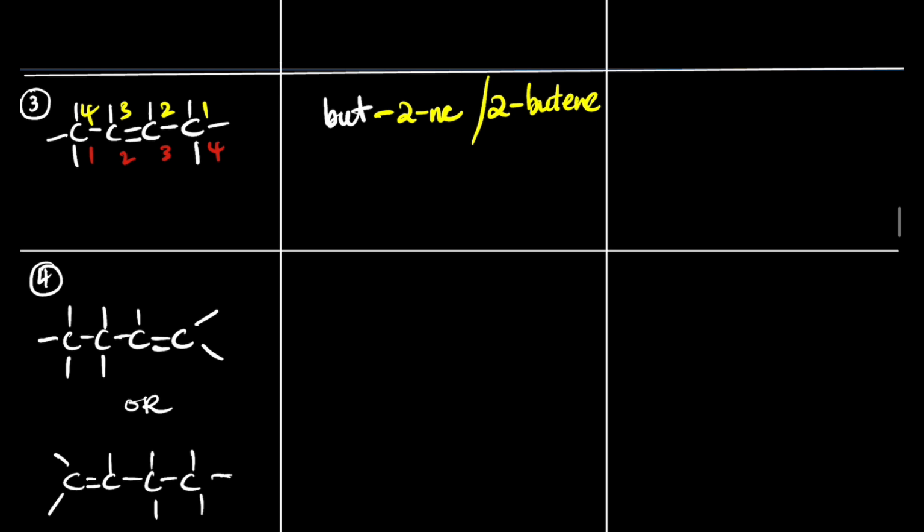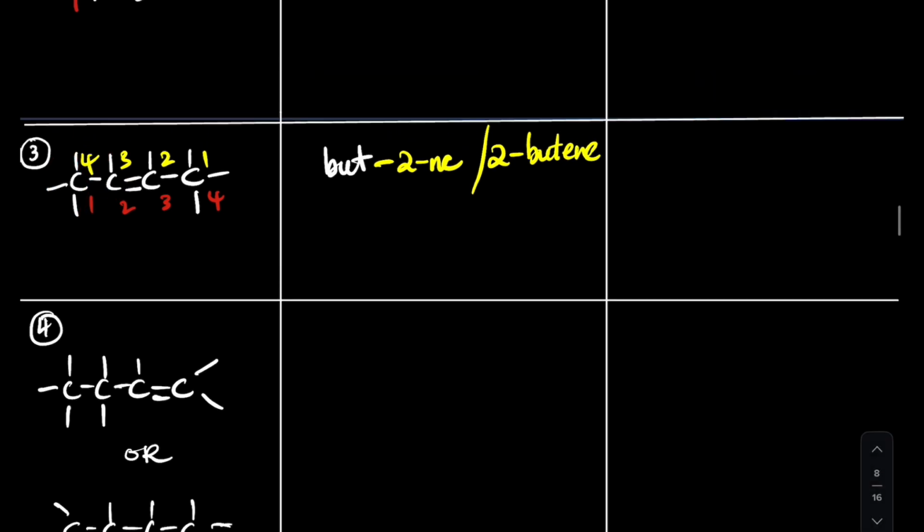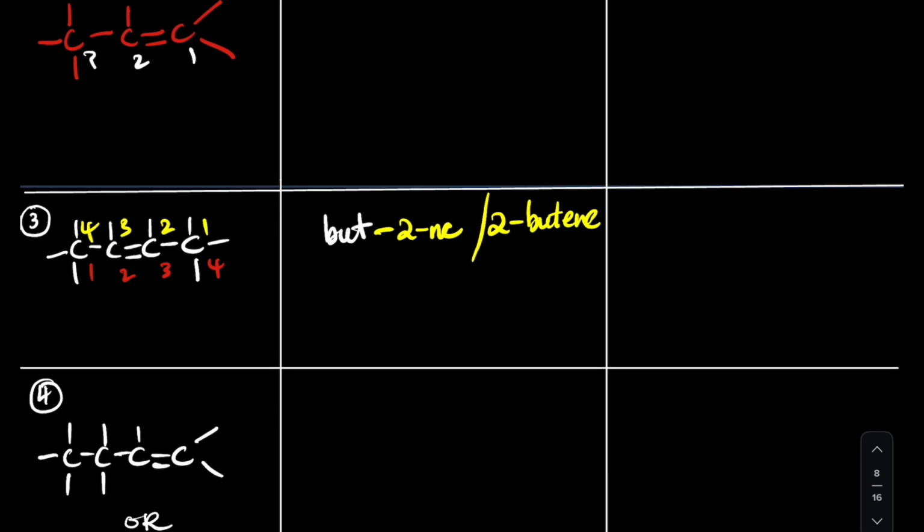So guys, this is the last condensed structure that I'm doing. The first one, it's a CH3, then CH, and the double bond, this one, and then CH, and then CH3.